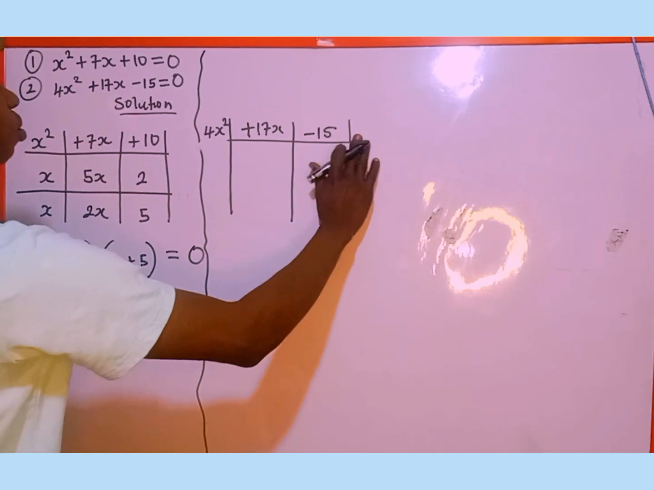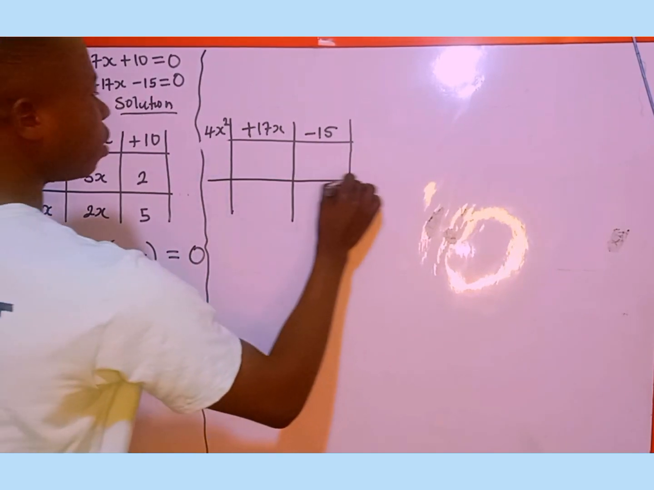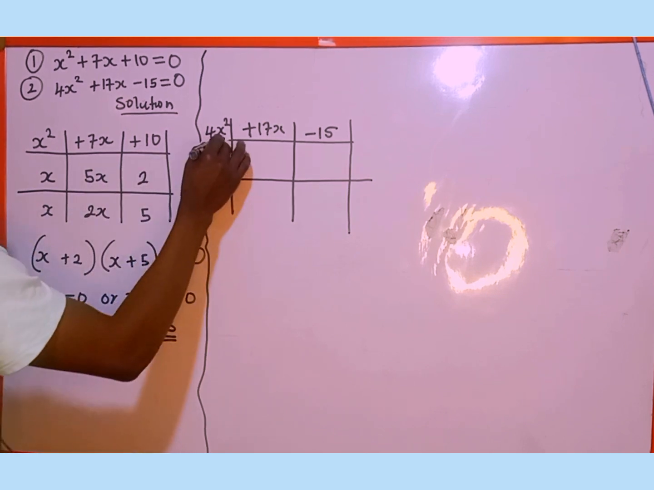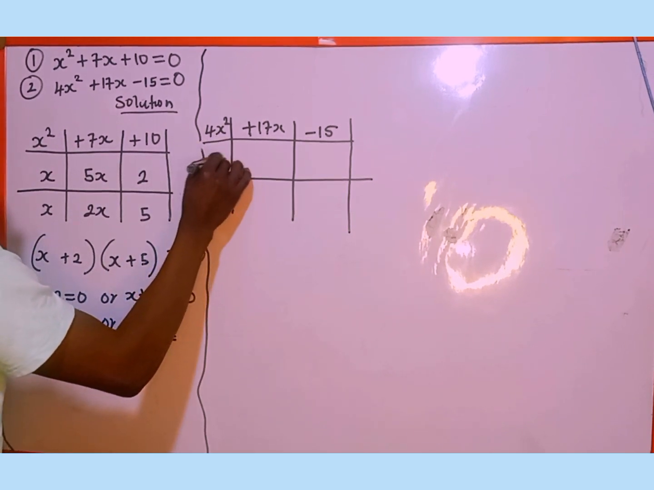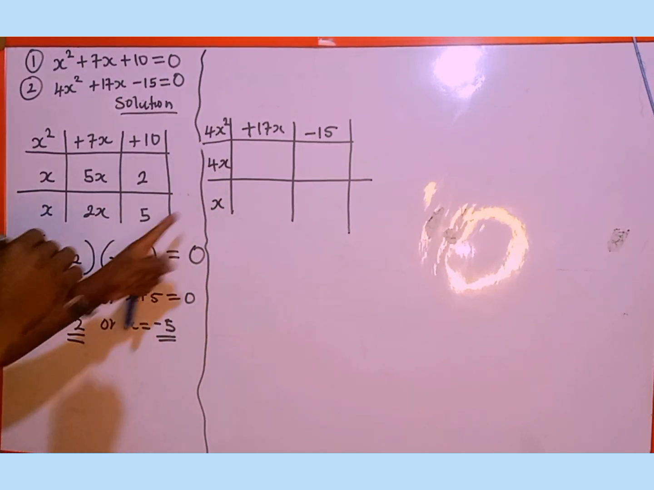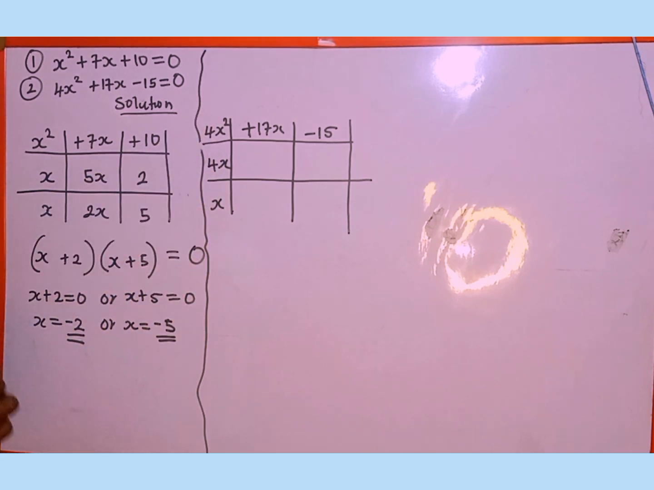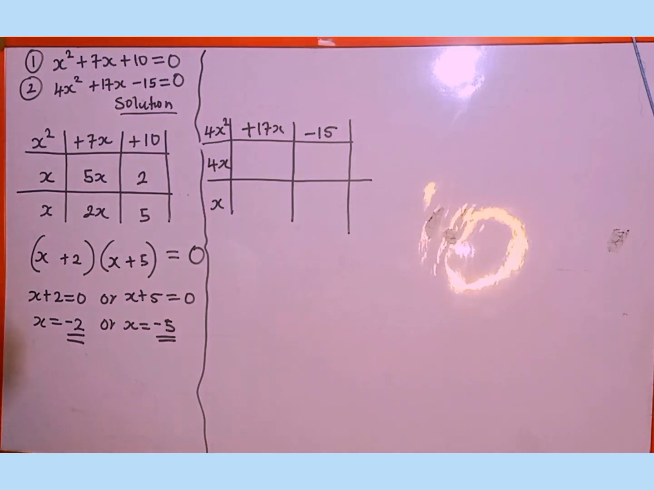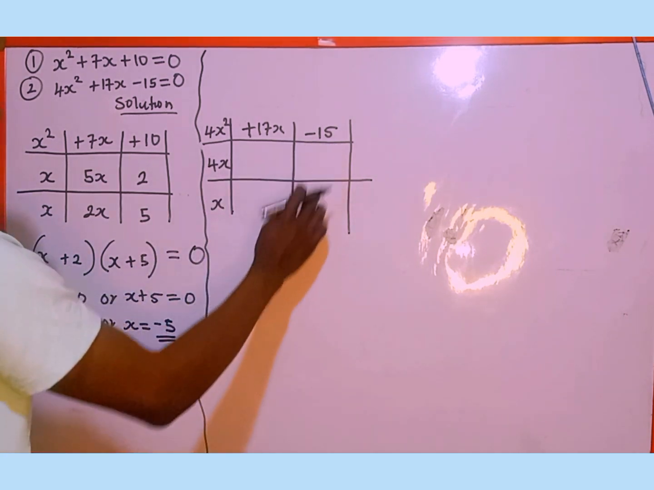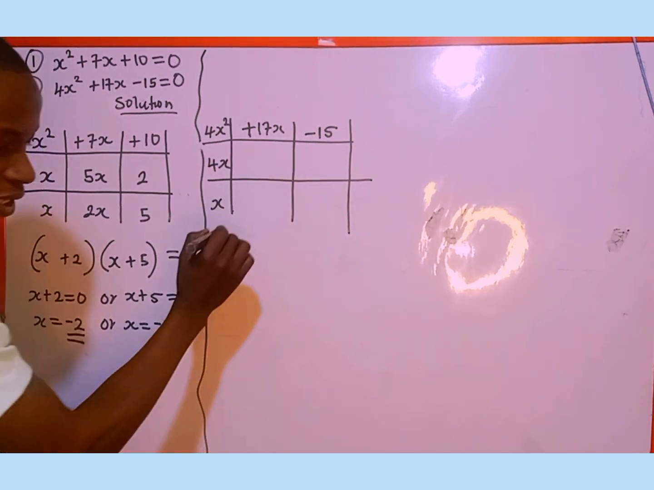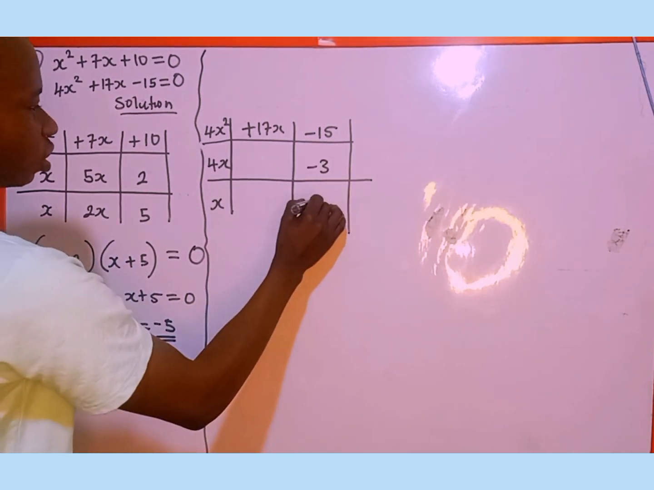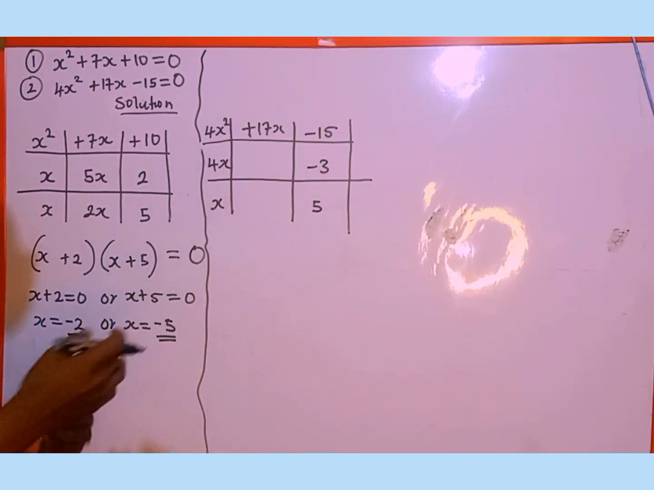We are going to do the same thing. Draw another horizontal line. 4x squared can be broken into 4x multiplied by x. If you multiply these two, it gives us 4x squared. Always remember, first you ignore the middle column. Minus 15 can also be written as minus 3 multiplied by 5, which gives us minus 15.